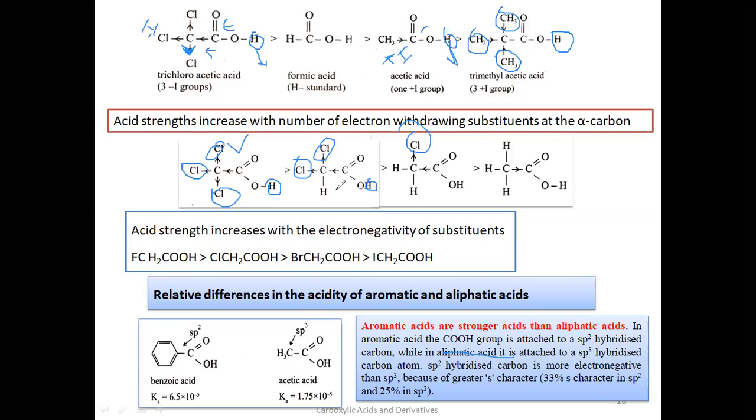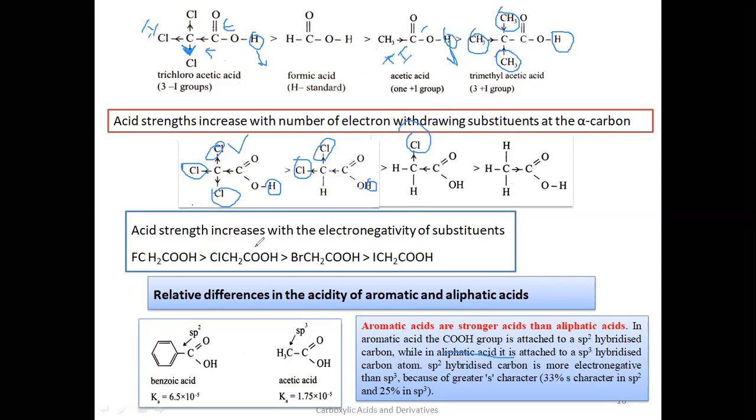So when we compare the acidity, as the electron withdrawing groups increase, the acidity increases, because the carboxylate ion that will be formed after donating a proton will be more stable as the number of electron withdrawing substituents increases. Therefore, trichloroacetic acid is more acidic than dichloroacetic acid. This is more acidic than chloroacetic acid. This is more acidic than simple acetic acid.